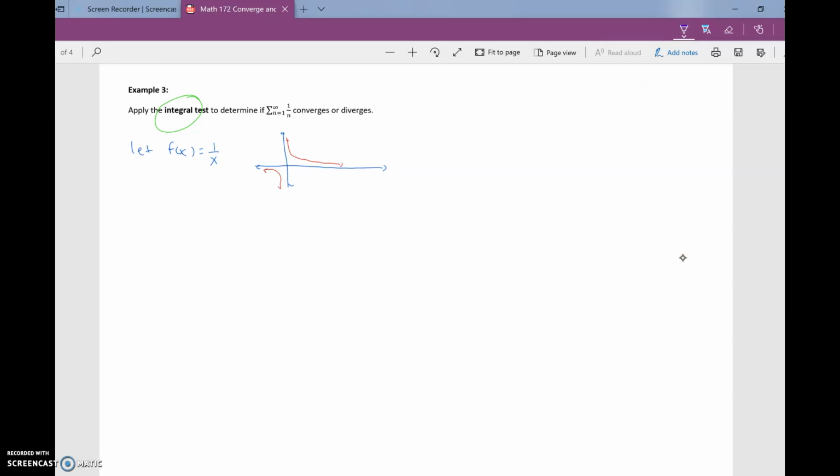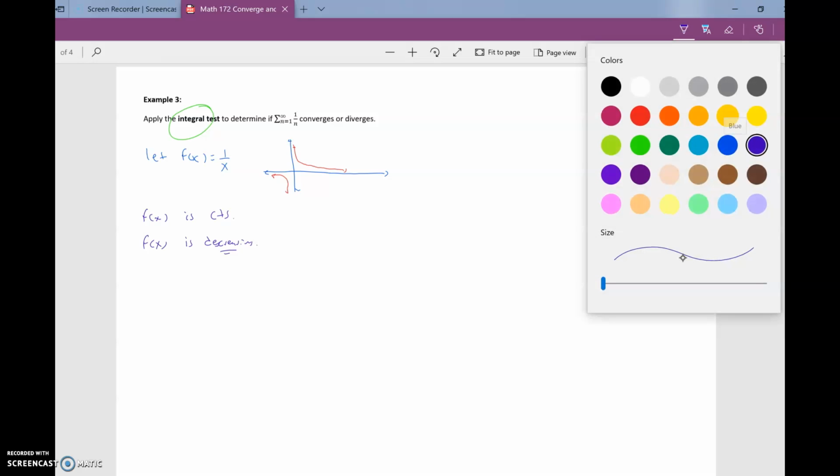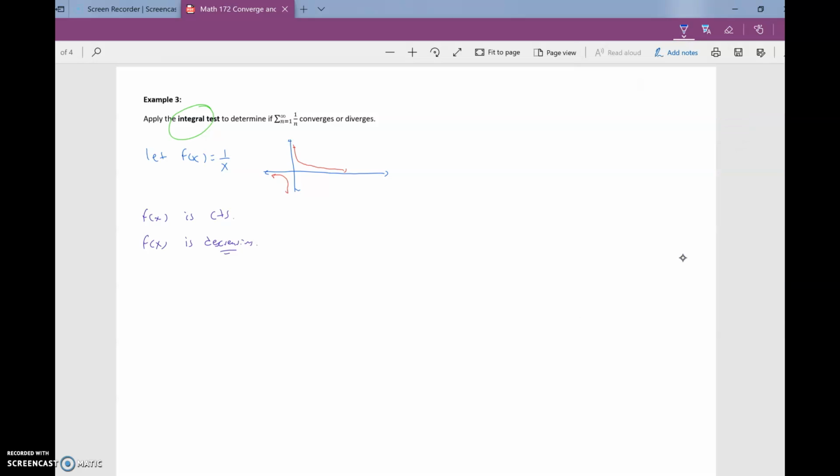So you can simply state that f of x is continuous, and then f of x is decreasing. Okay, and here's the idea on the integral test. For this particular problem, the integral test is going to be equivalent to the following.